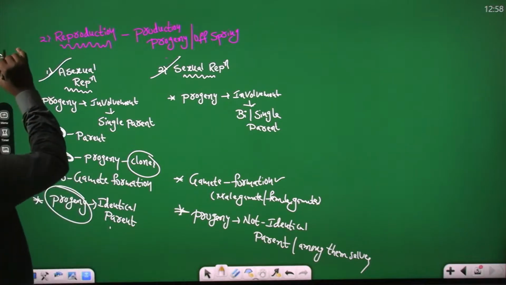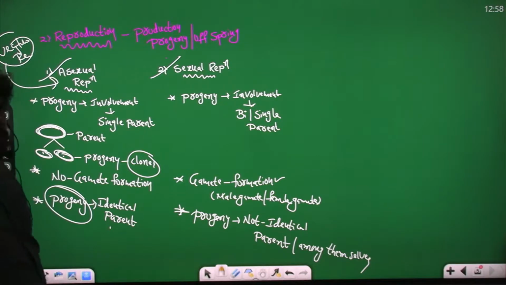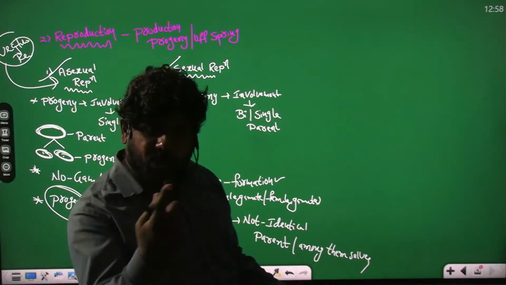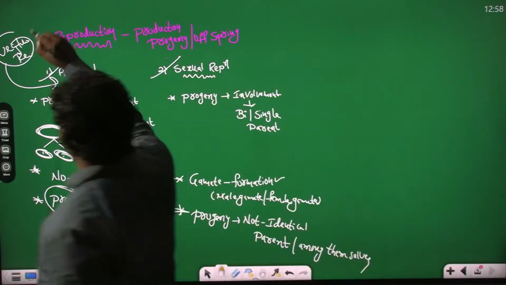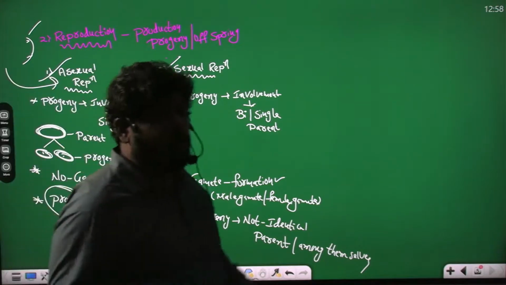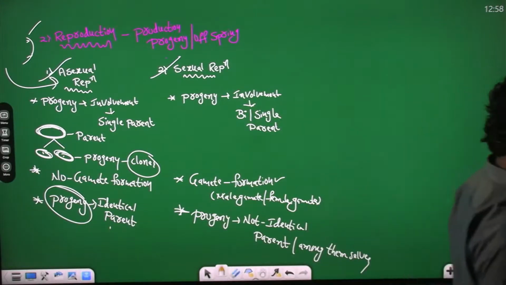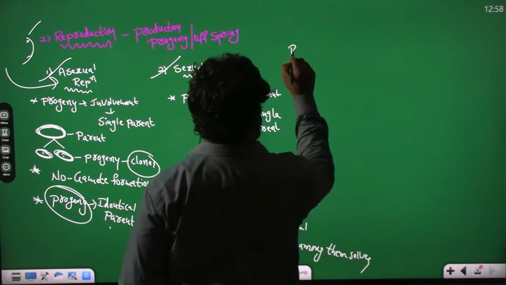And one more type of reproduction is also there. What is that? Vegetative reproduction. Vegetative reproduction also comes under asexual, because in vegetative reproduction also only a single parent is involved and no gametes are formed. That's why vegetative reproduction also comes under the category of asexual. That's why we study mainly only two types of reproduction: asexual reproduction and sexual reproduction.